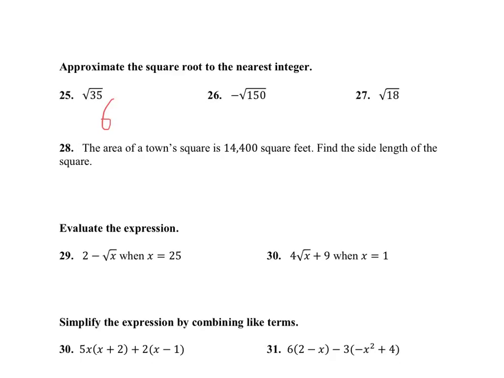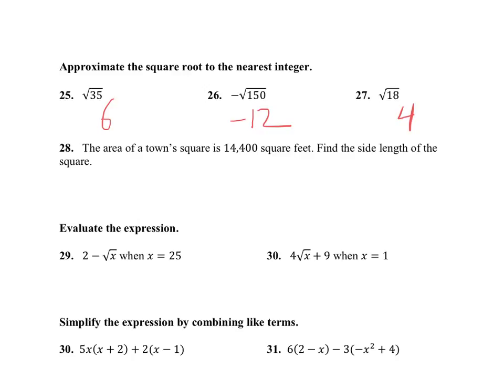Ooh, negative square root of 150. Well, 12 times 12 is 144. So let's just go ahead and say that that's probably close to negative 12 then, because of the negative sign out in front. And 18. 18 is really close to 16. 4 times 4 is 16. So let's go ahead and say that that's 4.